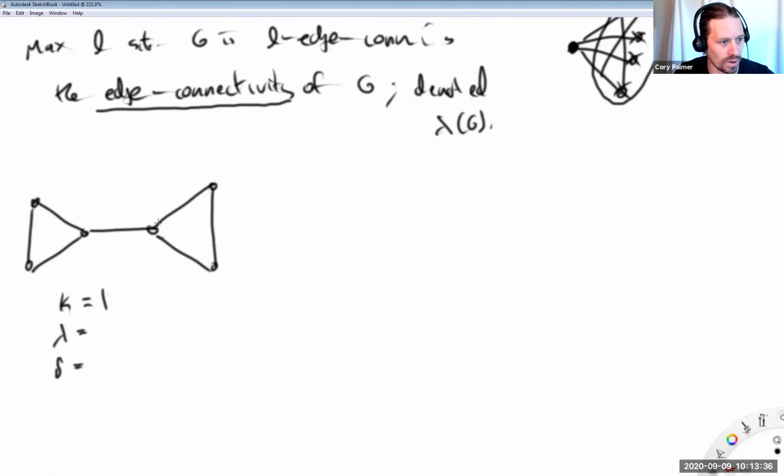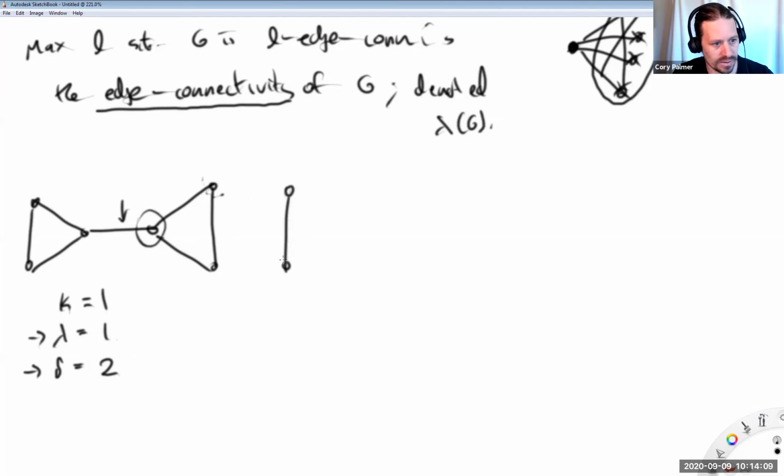So kappa's 1. Removing that vertex clearly disconnects the graph. This one doesn't work, but we can find one of size 1 that does. Lambda is also 1, it's right there in the middle. Clearly, if you remove that edge, you become disconnected. What's the minimum degree, though? 2. Yeah, there's a few vertices at degree 2. So we already see a gap between the edge connectivity and the minimum degree, but it's still an upper bound at the moment, which is reasonable.